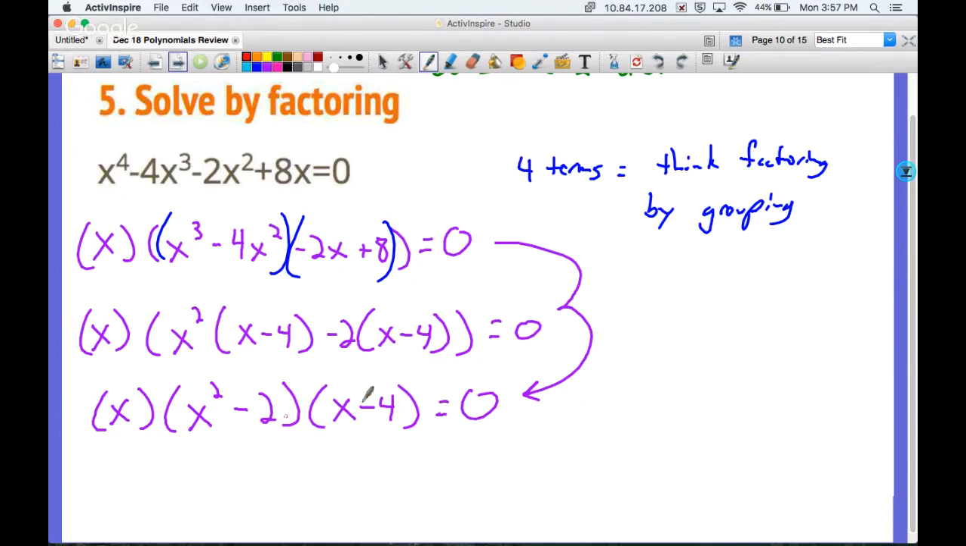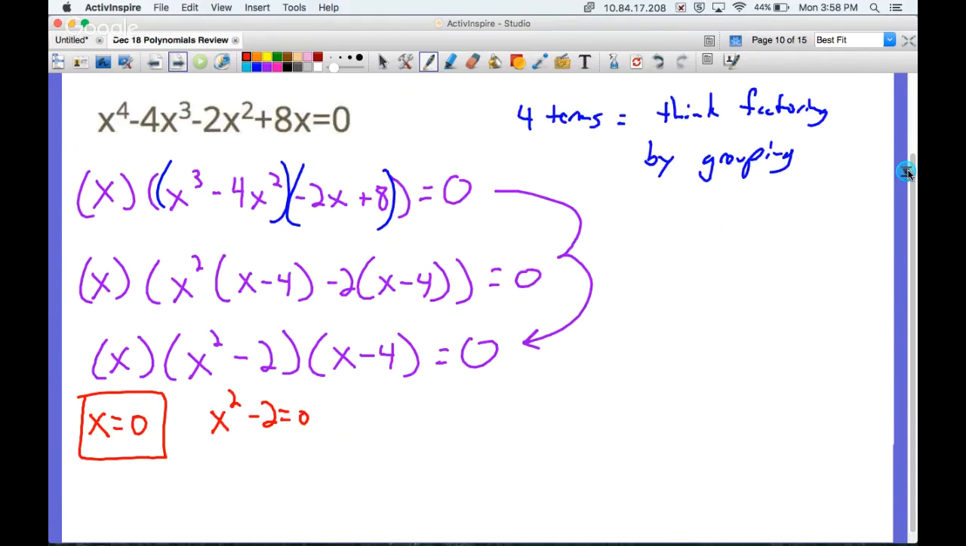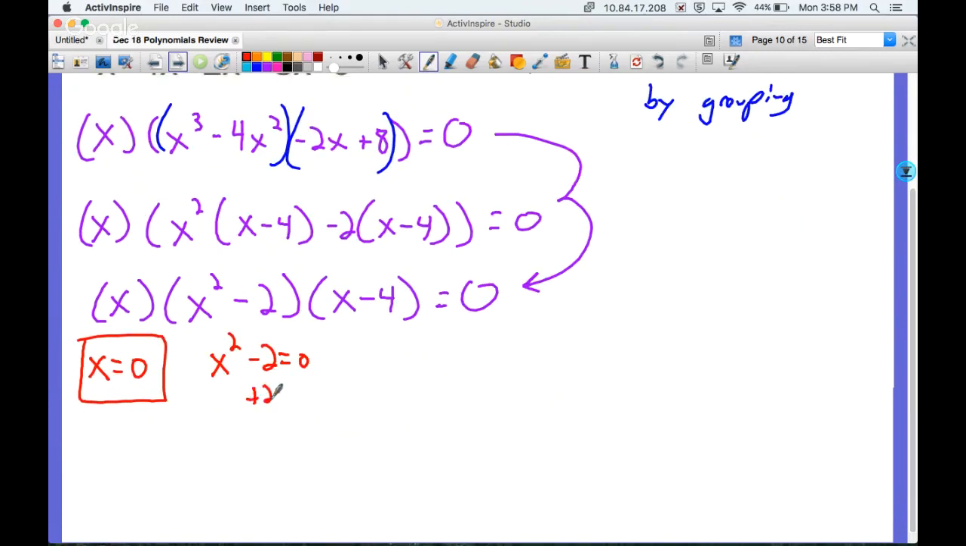All right, now that we've got this down to binomial factors, we can start using the zero product property and setting them equal to 0. Set that first one equal to 0, we get x equals 0. We've already found an answer. The second binomial factor, we set that equal to 0. Well, we're going to have to solve this. Won't take us too long. We'll add 2 to both sides, get x squared equals 2. Take a square root. We get x equals plus or minus the square root of 2.